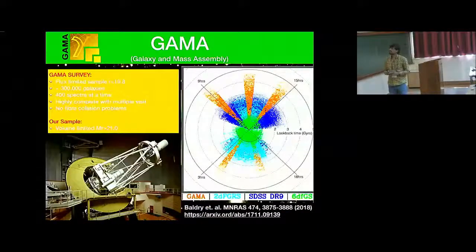So all the things I'm going to show are coming from the GAMA Survey, which stands for Galaxy and Mass Assembly, which is done with the AAT telescope in Australia. This is essentially a diagram showing the GAMA fields. There are five different fields of GAMA, which is a flux-limited survey in the r-band up to 19.8. There are about 300,000 galaxies. It can observe 400 spectra at a time, and the key thing why I'm using GAMA here is that it's a highly complete sample. I will discuss a little bit more on that later on.